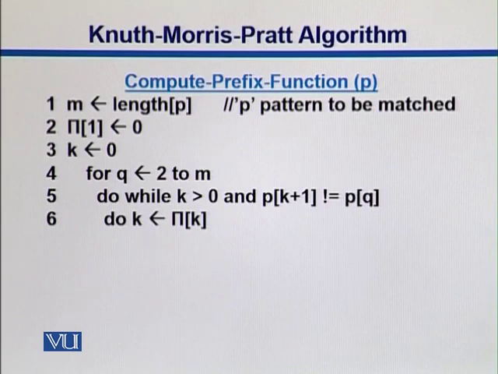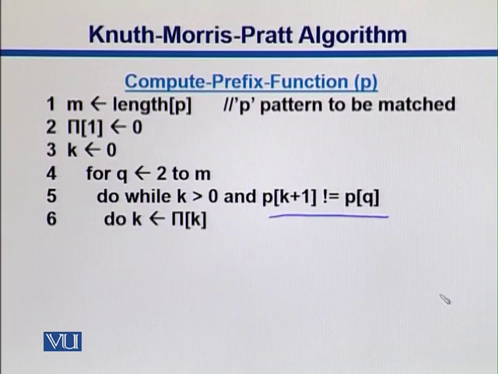If k is 0 and p of k plus 1 is not equal to p of q, so within the pattern, p of k plus 1 means, if we are at the first place, we are taking the first position of the pattern, and comparing it with p of q. So we are comparing the first with the second position within the pattern over here.